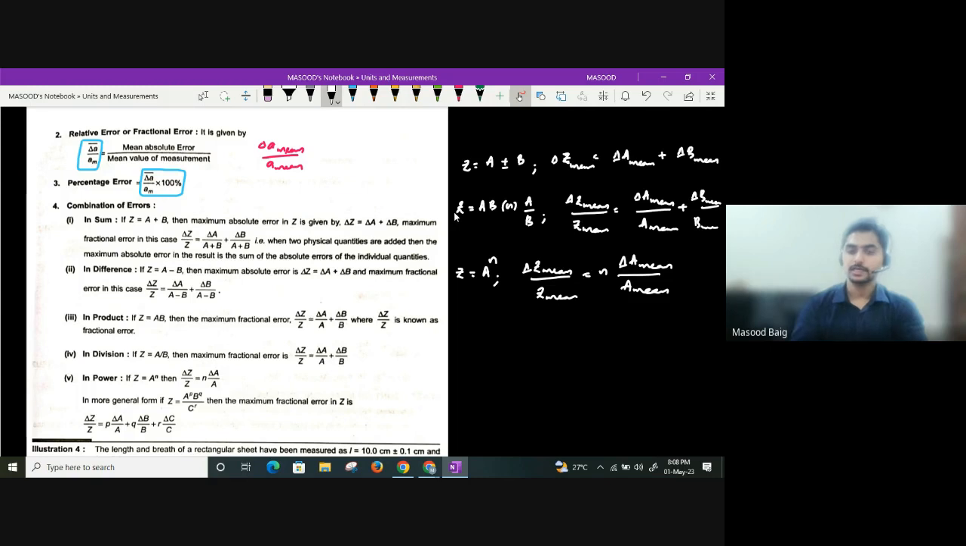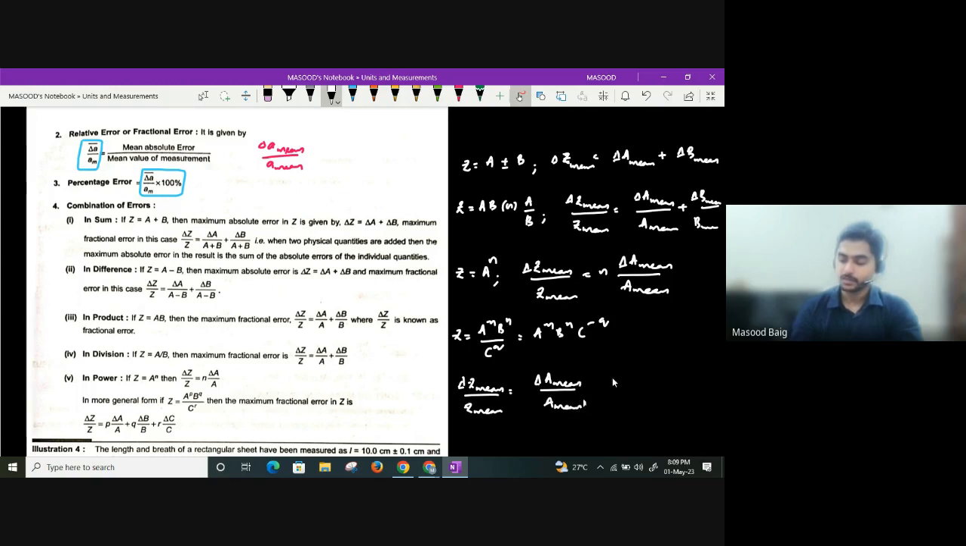Right? If you add up the second case and third case, then I am going to get different combinations again. Suppose I write the Z value as A power M, B power N divided by C power Q, guys. So I can also write it as A power M, B power N, C power minus Q. So it is a combination of multiplication, division, and raising to power, guys. In this case also I will use relative error. So delta Z mean divided by Z mean. What is relative error in A? It will be delta A mean divided by A mean.